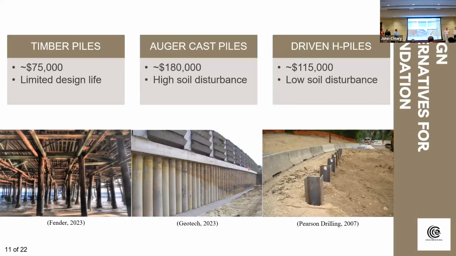And these are the different foundation alternatives that we considered. The first one consists of timber piles, costs about $75,000 for the material and equipment, and it has a limited design life. The second alternative consists of auger cast piles, costs about $180,000 and causes high soil disturbance. And the last alternative that we considered is driven H piles. Its foundation costs about $150,000 and will cause less soil disturbance.